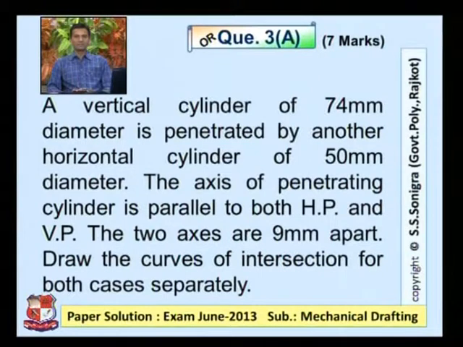Here a vertical cylinder is given of 74 mm diameter. It is penetrated by another horizontal cylinder diameter 50 mm, and the distance between two axes is 9 mm. Both are not bisecting each other, but the distance is given, that is 9 mm, and show the curves of intersection. So here two cases would be there like this.